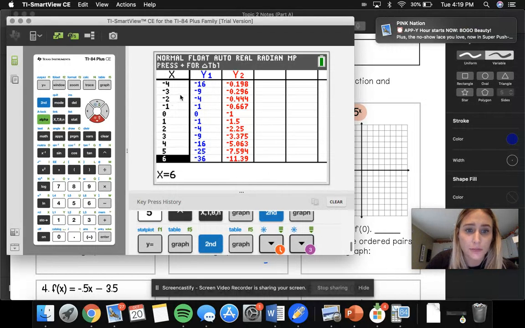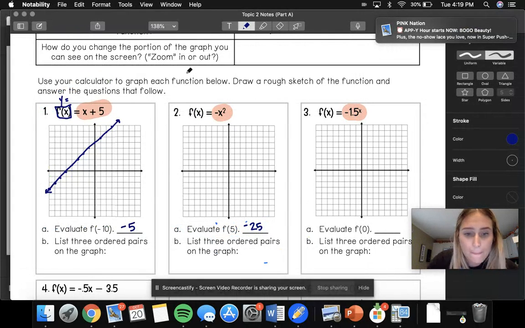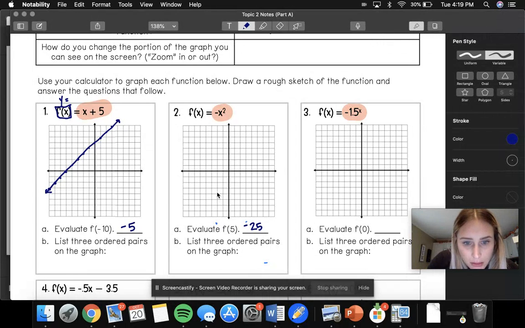So I can fit negative 2, negative 4, negative 1, negative 1, 0, 0. Again, I'm just looking at my table of values. 1, negative 1, 2, negative 4. Okay. So again, just a rough sketch would look something like that. Okay. And you could just write 3 of those ordered pairs.